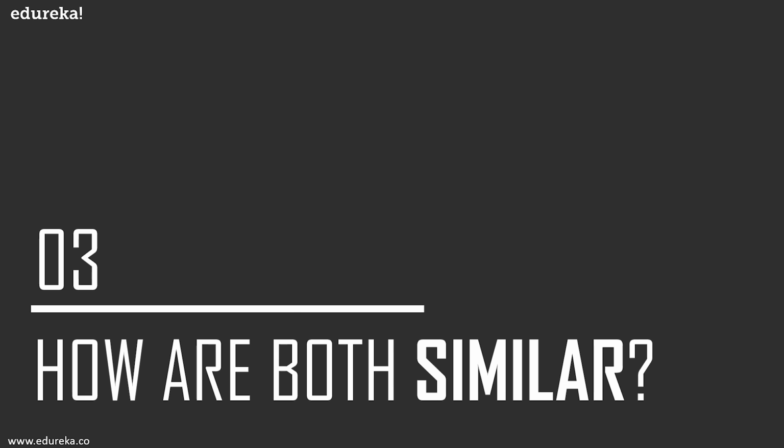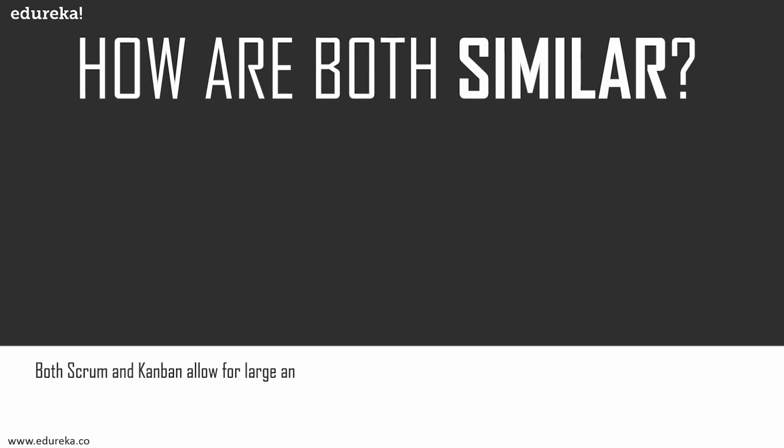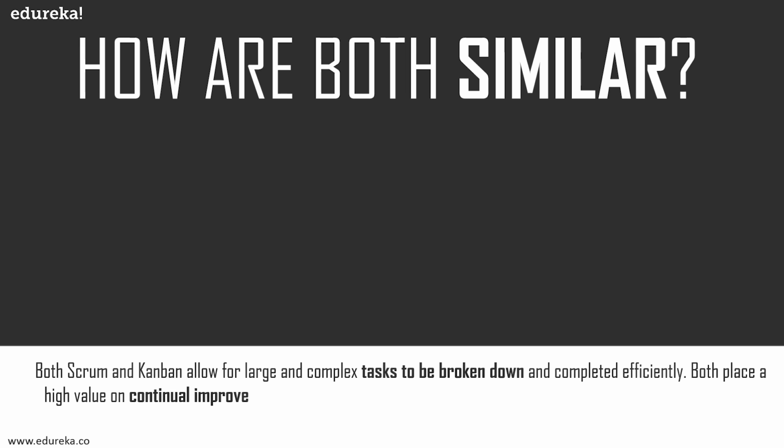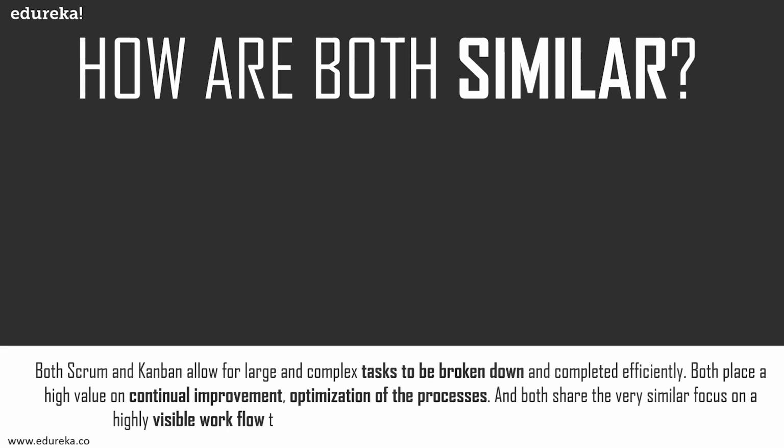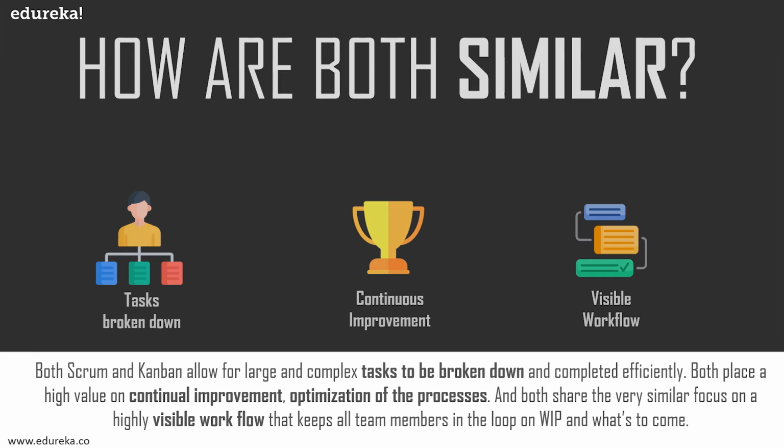Now let's discuss how are both of these similar to each other. Now, how are Scrum and Kanban the same? Both Scrum and Kanban allow for large and complex tasks to be broken down and completed efficiently. Both place a high value on continual improvement, optimization of work, and the processes. And both of them share a very similar focus on highly visible workflow that keeps all the team members in the loop on work in progress and what's to come.